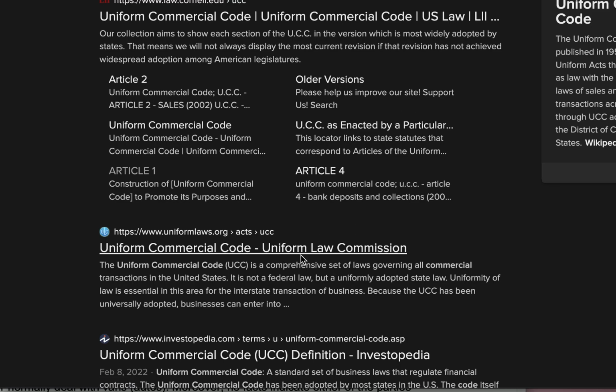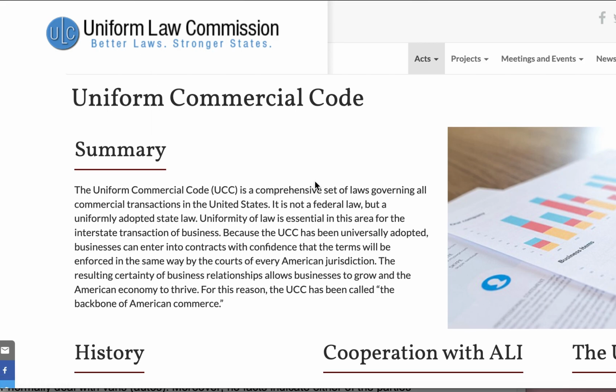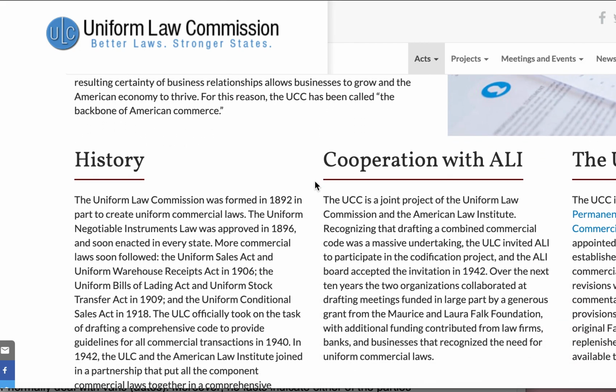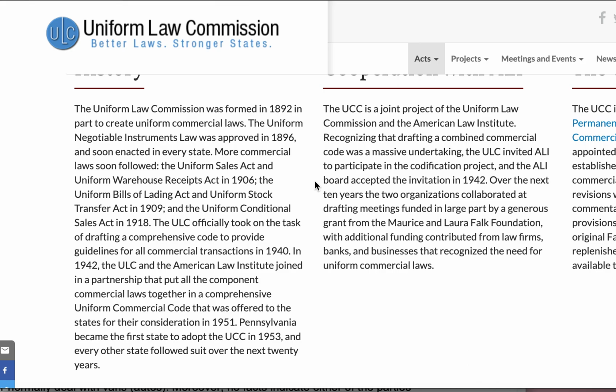Let's look at this one because that has a lot of ads. Hopefully this won't. Uniform Law Commission. Okay, this is the commission. It was formed in 1892 to create uniform commercial laws, uniform negotiable instruments. By the way, they also have, like, with Article 1, it lays forth the foundation for forms or contracts for business.